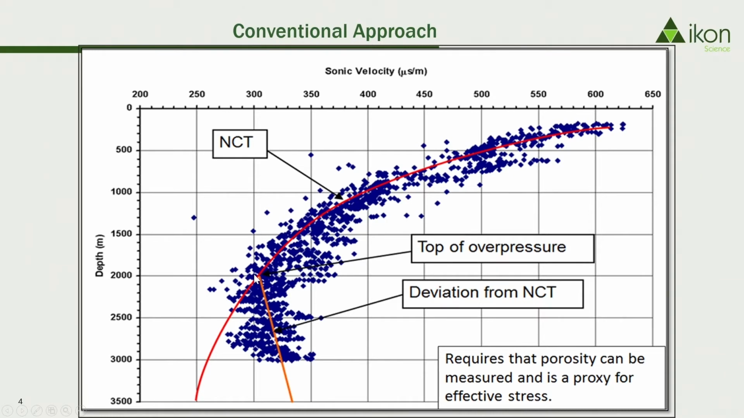pore pressure in our areas or wells. So what we can see is we derived a normal compaction trend here, describing the expected compaction of our shale rocks. And then at this step here, about 2,000 meters, you can see there's a deviation from the trend.